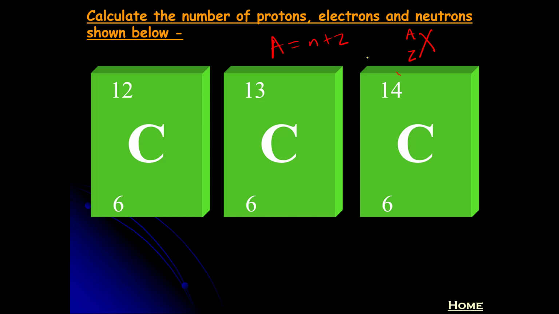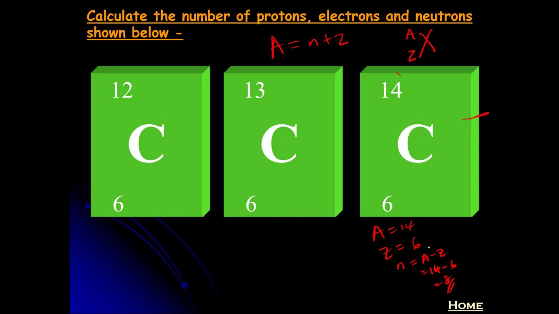Okay, I hope that you've got the answers here. For example, I'm going to work out the last one. For this one here, A is equal to 14, Z is equal to 6, and my N is equal to A minus Z, which is 14 minus 6, which gives me 8.